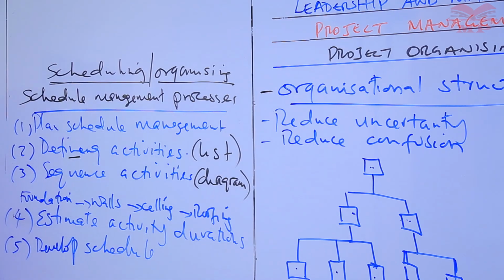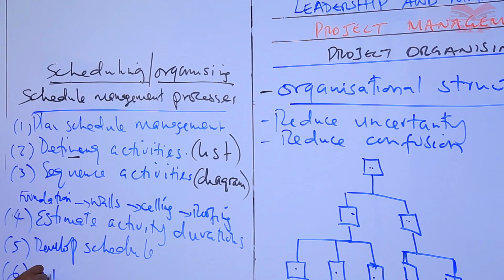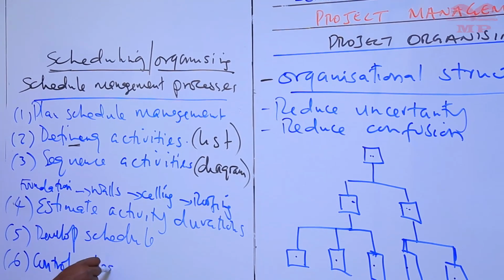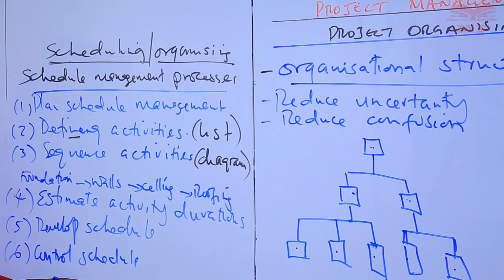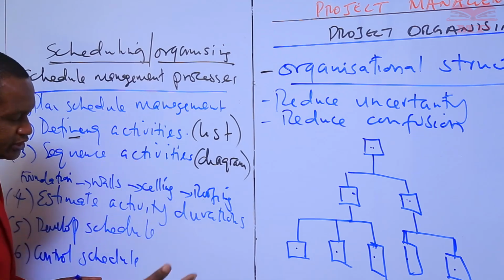Then lastly, we have the control schedule. Control schedule. Now, this is the process of monitoring the status of the project to update the project schedule and manage changes to the schedule baseline. The key benefit of this process is that the schedule baseline is maintained throughout the project.